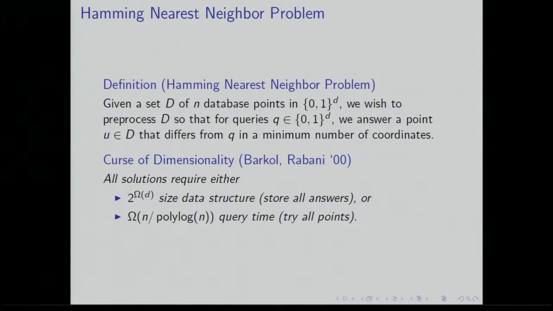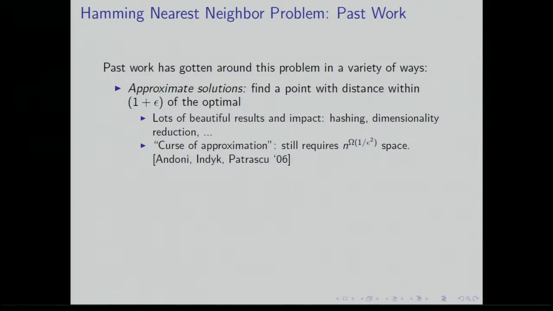But since it's so important, people have come up with ways around this curse of dimensionality. A big one is to look for approximate solutions. So instead of finding the nearest neighbor in the Hamming distance, you want to just find one which is within an epsilon factor of optimal. And this work on approximate solutions has had lots of beautiful results. Big things like hashing and dimensionality reduction came out of here.